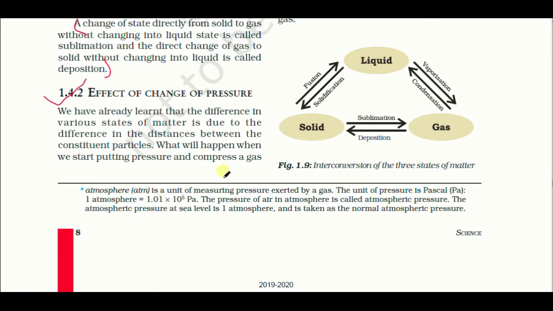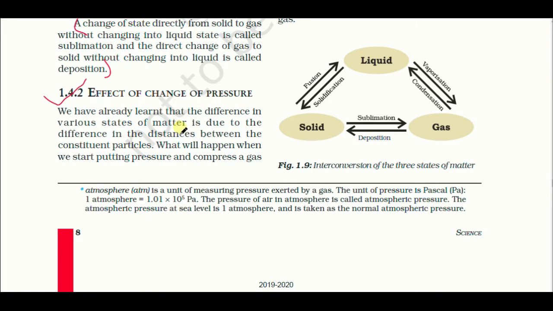So what is written? We already know that the particles in any kind of substance have some specific space between them. In case of solid it's minimum, in case of liquid it's moderate, and in case of the gaseous state it is maximum. Clear? So if we apply pressure, then the molecules will come closer to each other. Yes, obviously if we apply pressure, then the molecules come closer to each other and they will change their state.